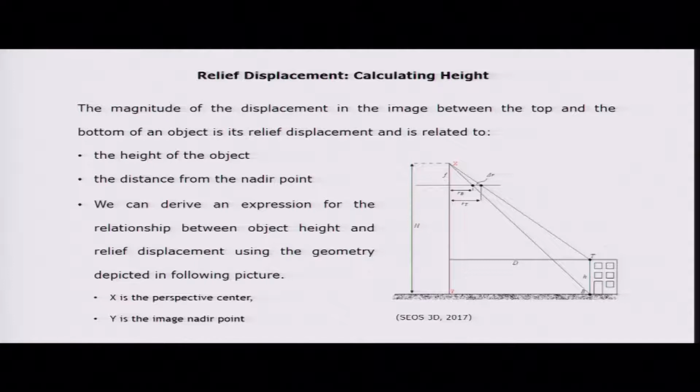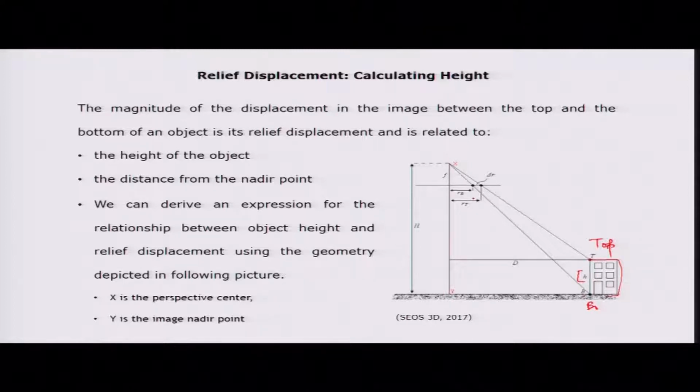We do not need a stereo pair for it, because it is a radial defect. So, we can identify it on a single vertical aerial photograph also. As you can see the geometry of this photograph here, this is the building, this T point is representing the top, this B is representing the bottom of this building and H is the height.